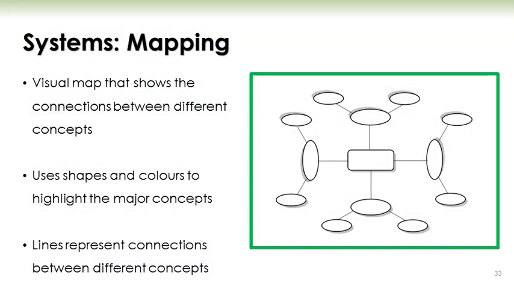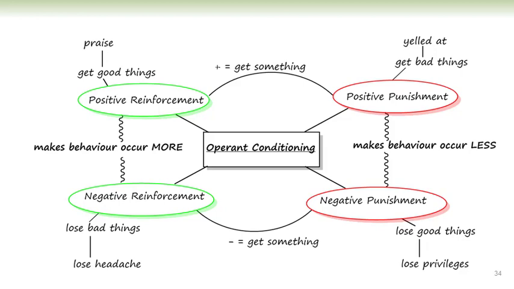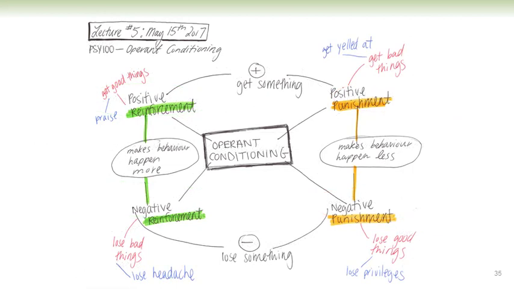Mapping is a note-taking style where you create a visual representation of different concepts. You can use shapes and colors to highlight major ideas and lines to show the connections between these different concepts. In this example, the student has used different shapes to highlight key ideas and used arrows to connect the concepts together. In this handwritten version, you can see that the student has used colors to highlight different key terms.